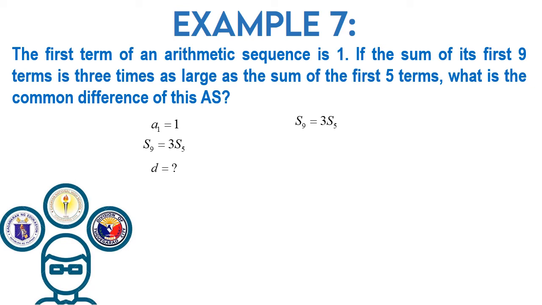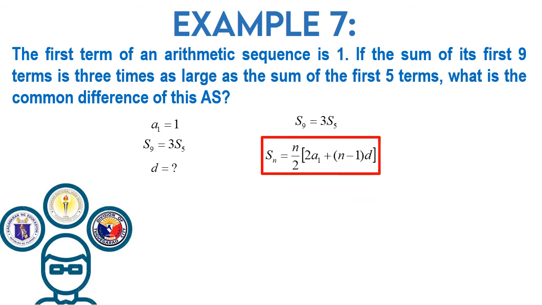Since we are looking for the common difference, we are going to make use of the second formula for arithmetic series, which is the one that I am flashing on the screen. From S sub 9 is equal to 3S sub 5, we now say that S sub 9 in the left part is 9 over 2 times 2 plus 8D. And 3S sub 5 on the right becomes 3 times 5 over 2 times 2 plus 4D.